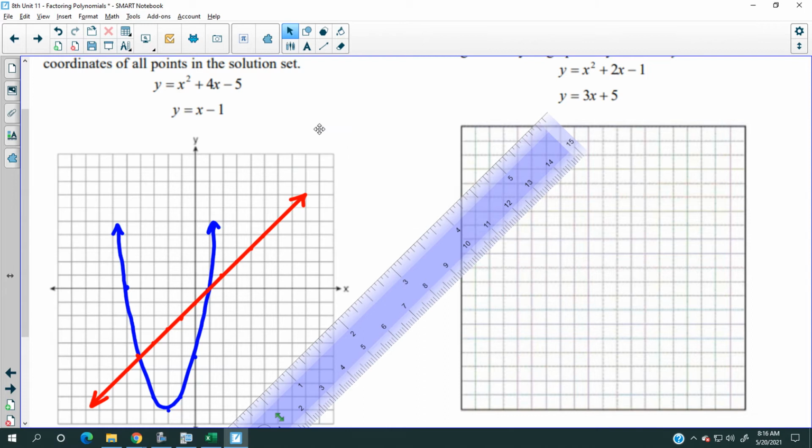All right, now I just plotted the two lines, so I'm going to label it. All right, so let's say, what is this? This is y equals x minus 1. This is y equals x squared plus 4x minus 5.